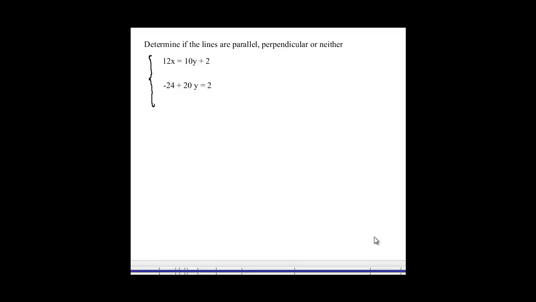For this coming test, you need to know whether two lines are parallel or perpendicular or neither. And this is the example. Determine if the lines are parallel, perpendicular, or neither. And we have two lines here.